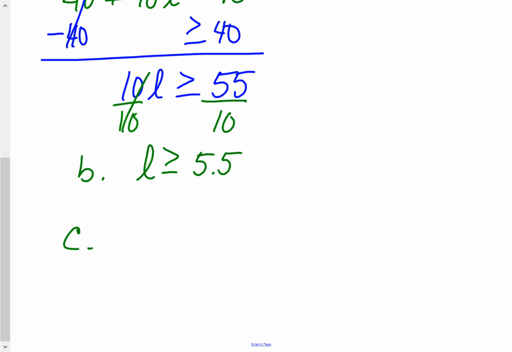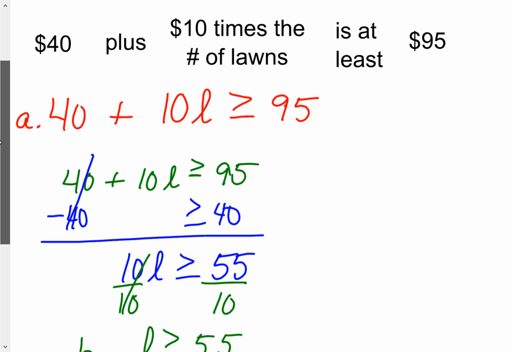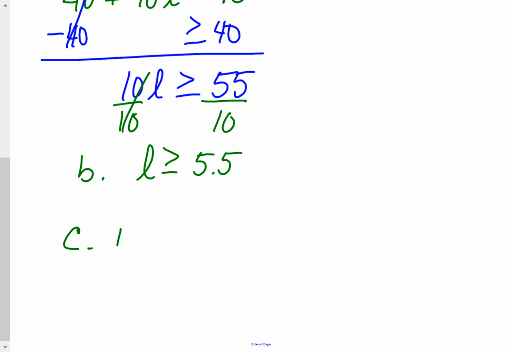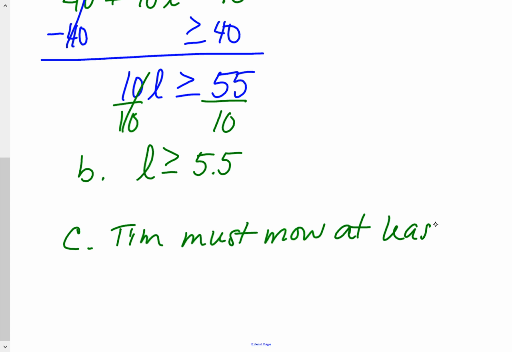But we have to definitely say what it actually means. Tim must mow. Now we can't say 5.5 lawns, because you can't mow half a lawn and say, hey, I'm done. So you're going to have to mow at least 6 lawns in order to make $95.